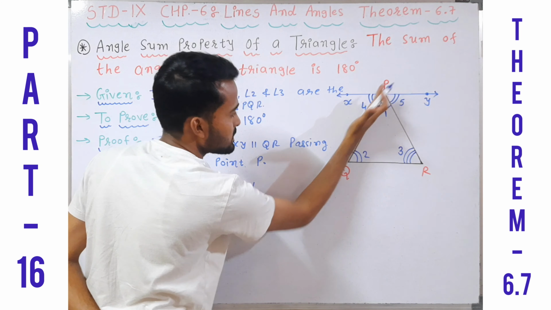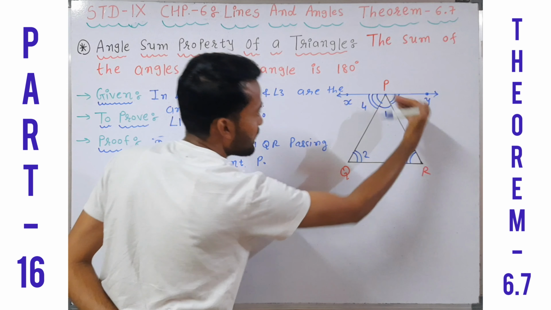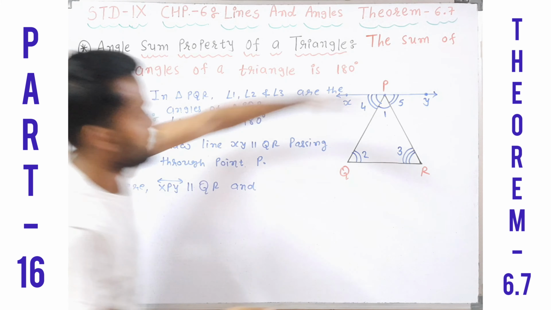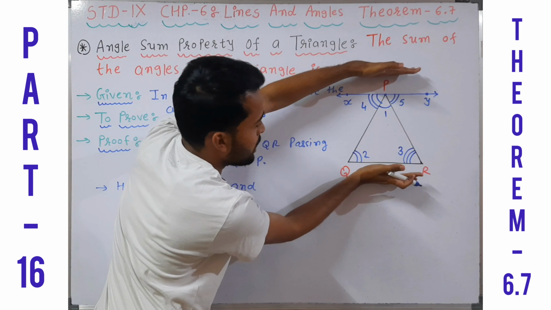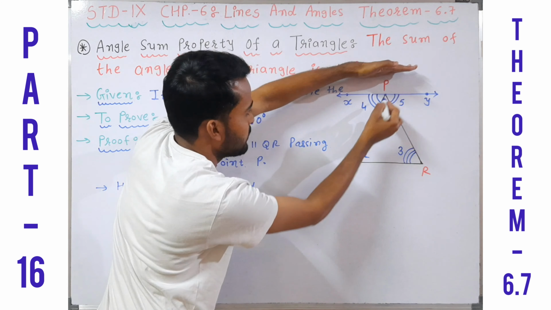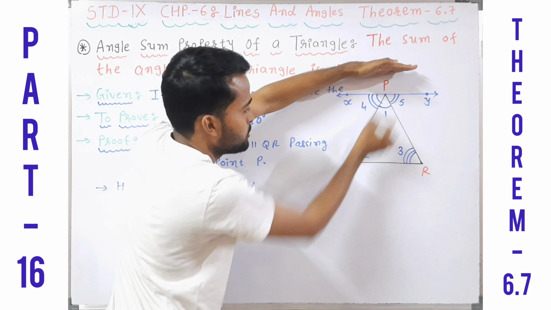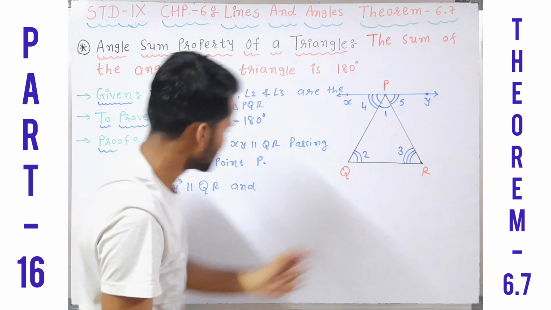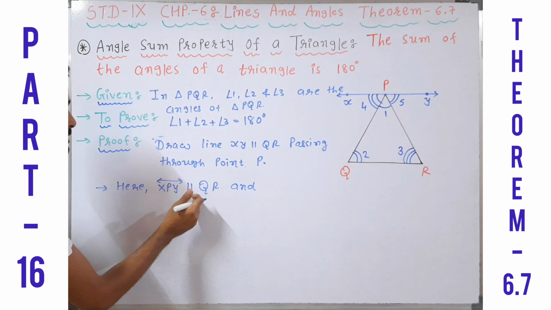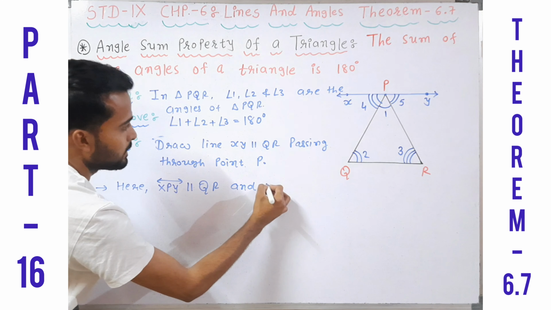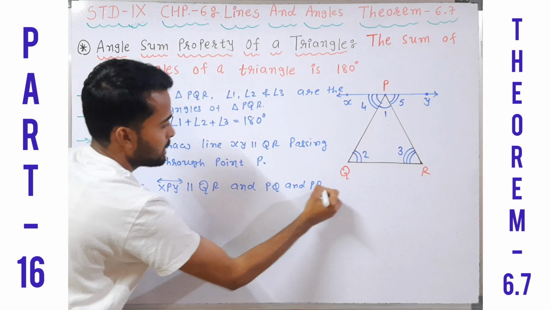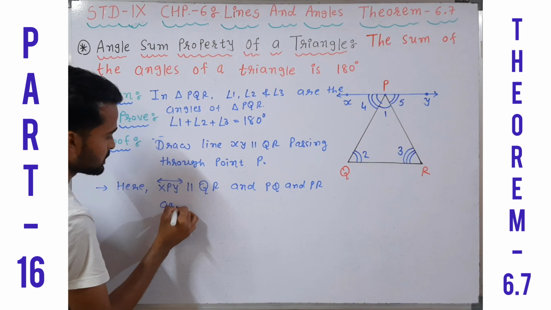and as you can see, these two sides PQ and PR behave as a transversal, right? If you take XPY and QR as parallel sides, PQ behaves as a transversal, similarly PR behaves as a transversal, right? So we can say that XPY is parallel to QR and PQ and PR are the transversals.